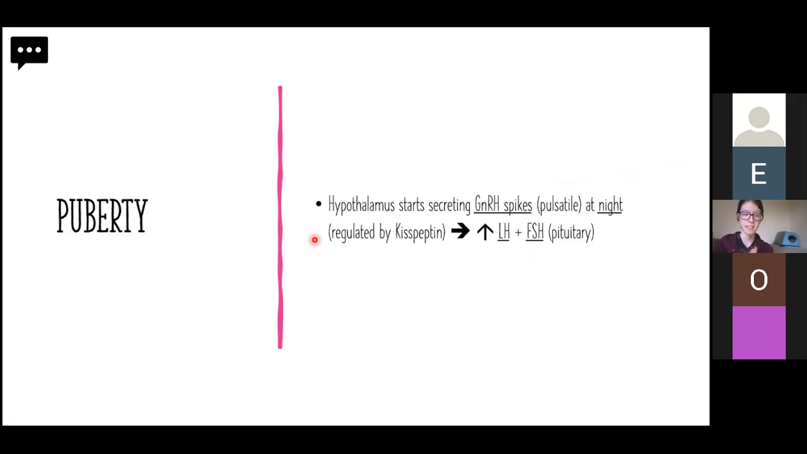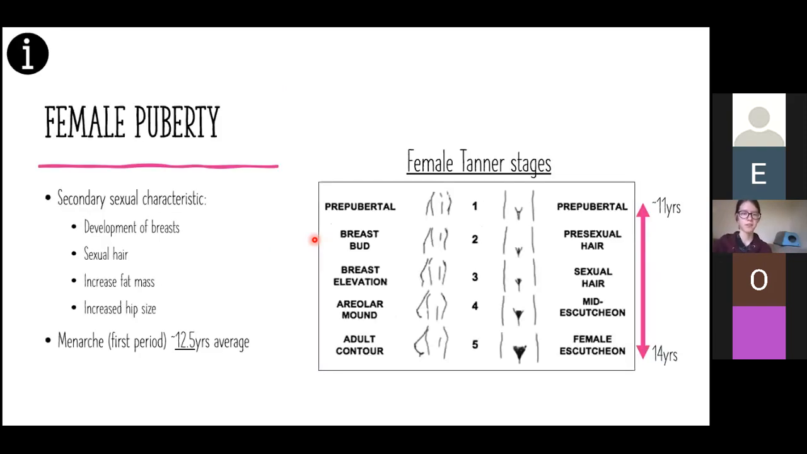So puberty starts with GnRH spikes, which are pulsatile at night, and that triggers LH and FSH to start increasing. So before all of this, you basically got nothing. It's all really, nothing's going on, but puberty, that's when it all starts. All right, it's just there for your information. Again, 10 stages are there, but I don't really need to know all the details, just a rough idea.